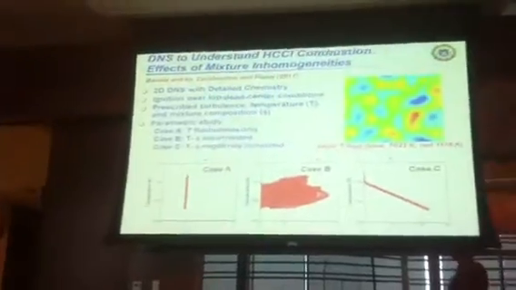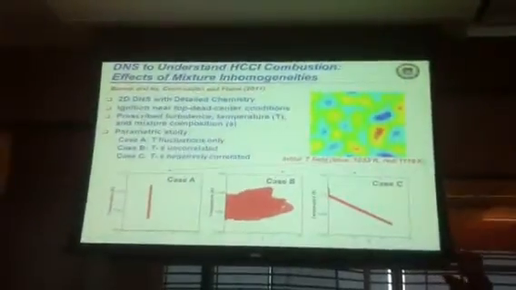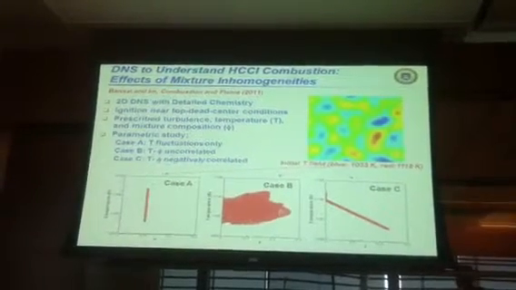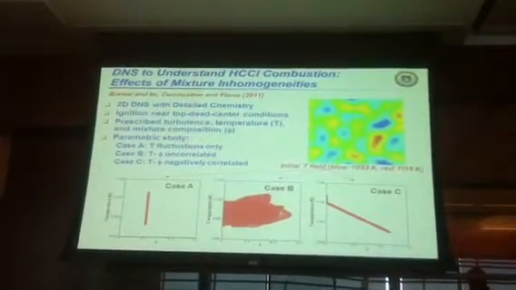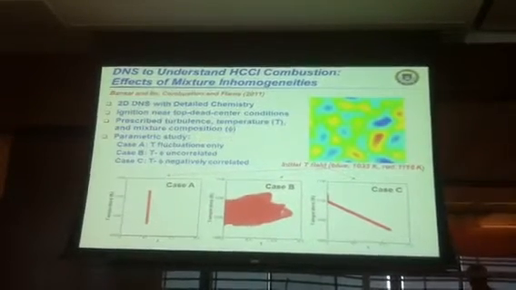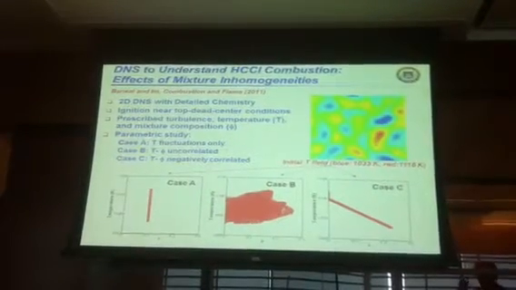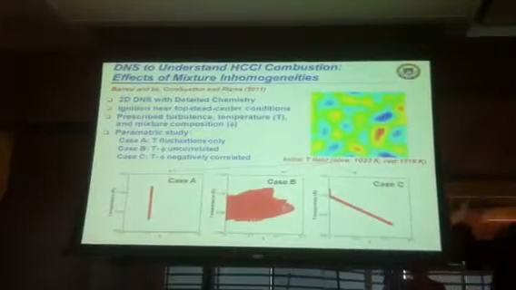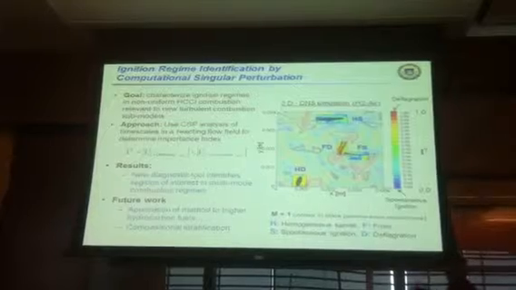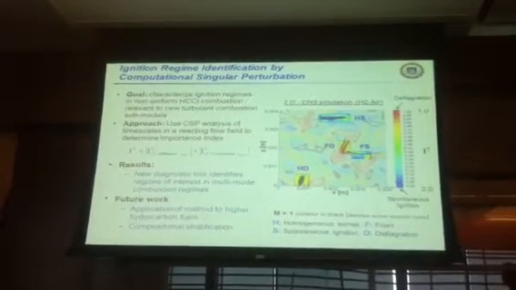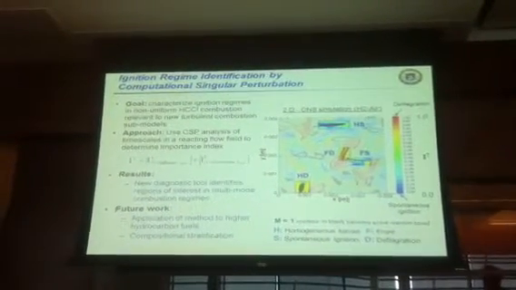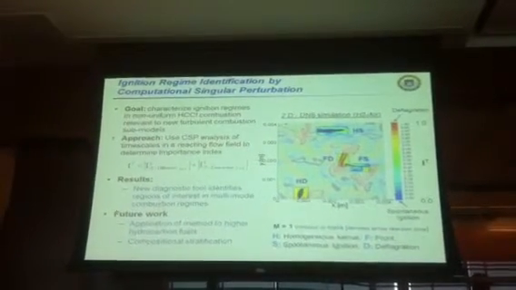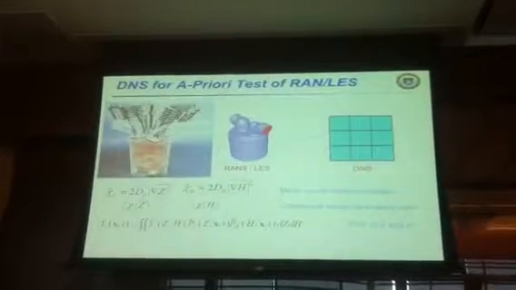But from a fundamental point of view, we wanted to understand how this mixture ignites when there is some mixture fluctuation present. This was a talk I gave last October, so I'm not going to elaborate any more on that. The reason I'm showing it here is that I'm going to use the exact same database to develop a combustion submodel. This was a CSP, computational singular perturbation, application that was used to identify this fundamental characterization of ignition regimes. And so I'll just leave it at that.